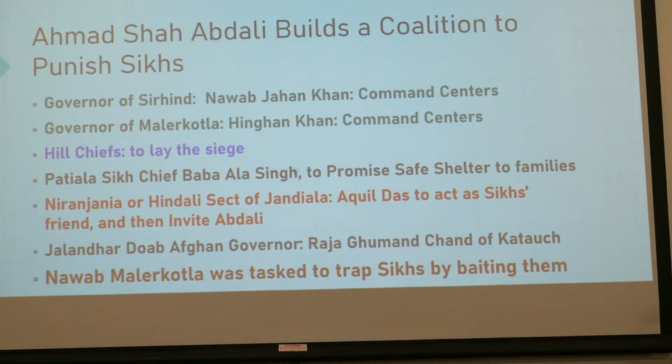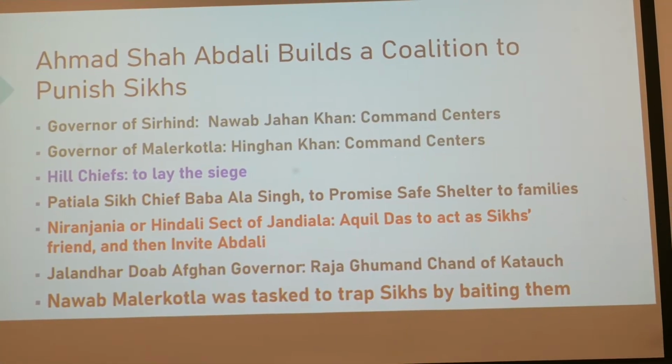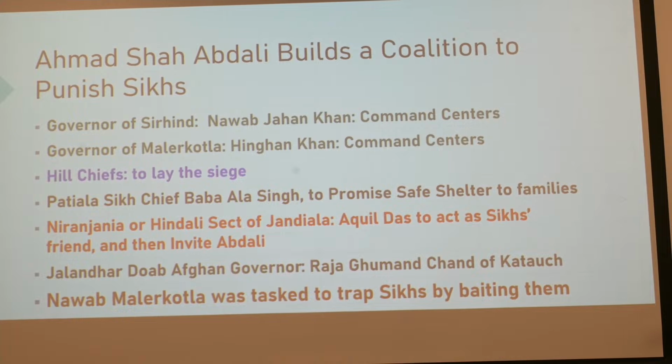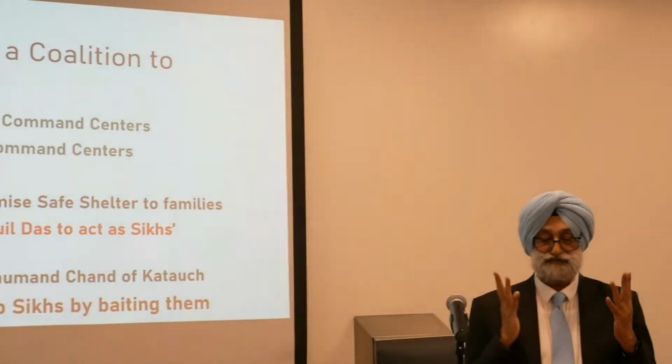Ahmad Shah Abdali builds a coalition to punish Sikhs. The Governor of Sarand, Nawab Jahan Khan, the Governor of Malerkotla, hill chiefs, and the Patiala Sikh chief Baba Ala Singh promise safe shelter to families. This is how he dupes the Sikhs. Akil Das, the Jalandhar Afghan Governor, Raja Kabanchand, and Nawab Malerkotla, all these are the coalition forces.